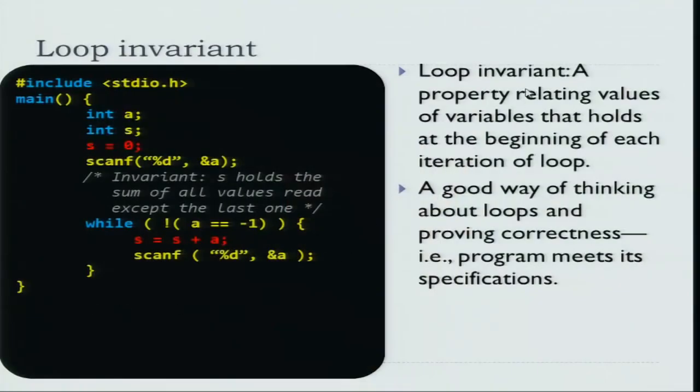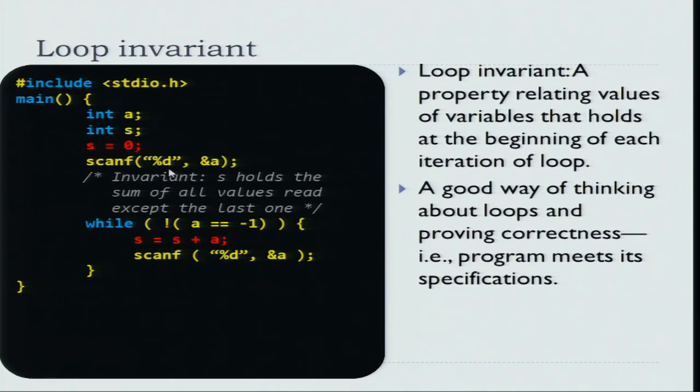So, in our program, what will be the loop invariant? Let us look at the property that we are interested in. There are 2 variables in the program, S and A, and both of those variables are involved in the loop. But the interesting property that we have relates to S. What is the property that S holds with respect to the loop? We can see that S holds the sum of all values read so far except the last value.